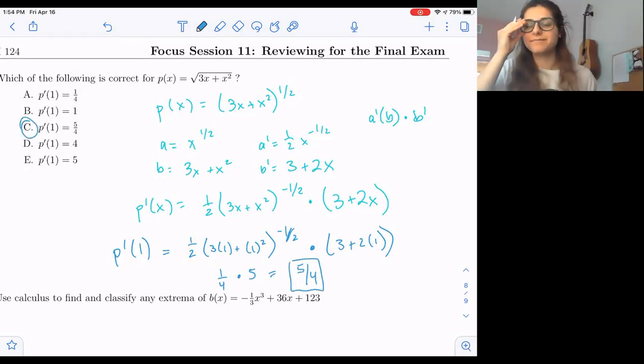C. So we took the derivative using the chain rule, made sure to turn it into exponent format first, and then plugged in 1 for x to find the derivative at 1.